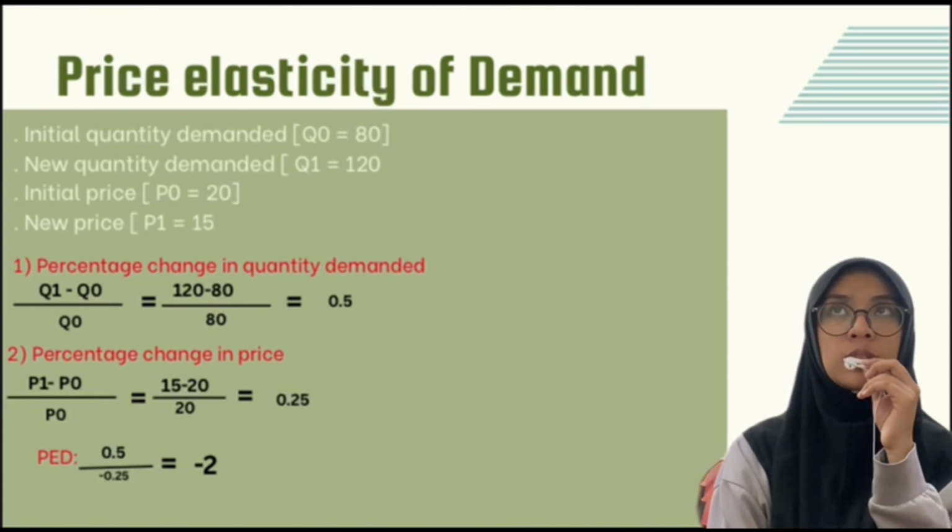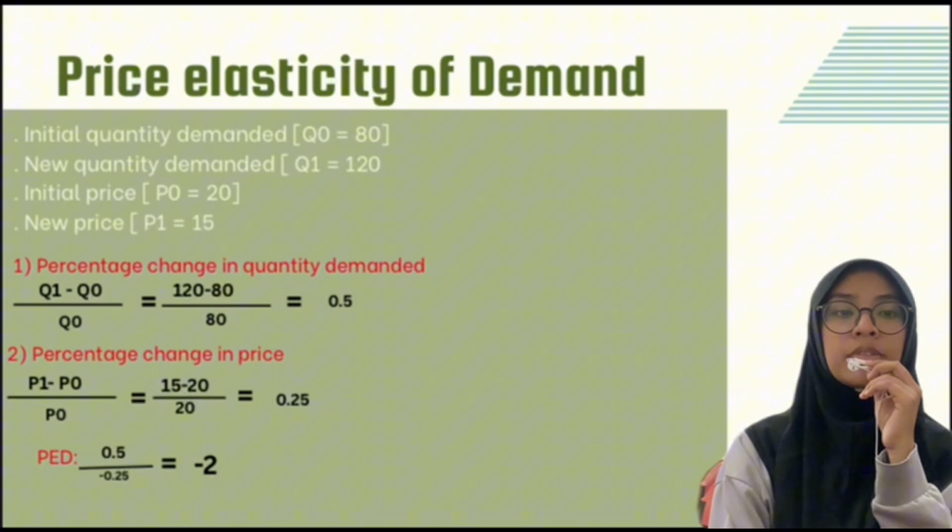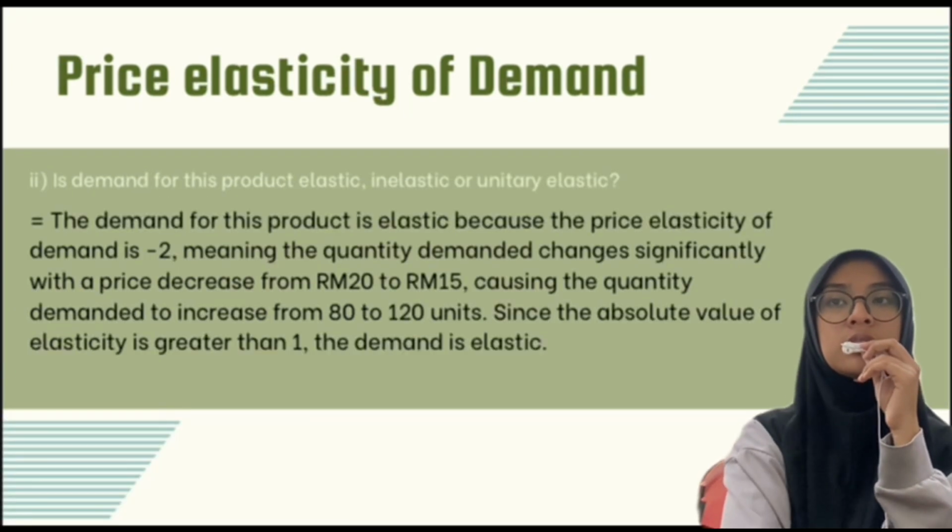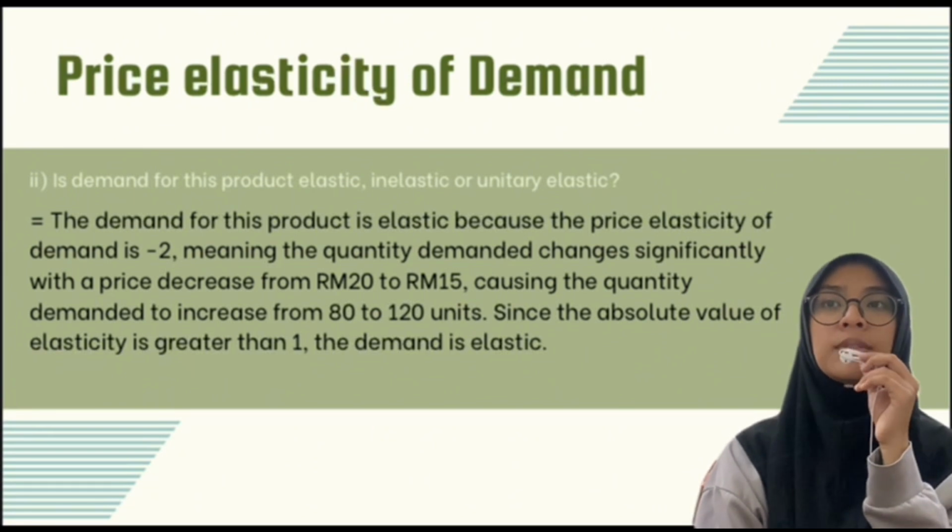So you will get negative 0.25. So the PED is 0.5 divided by negative 0.25 equals negative 2. So next, this is the second question.